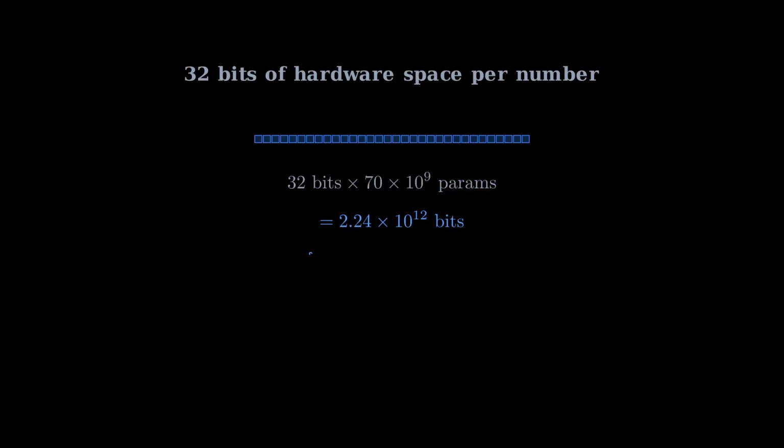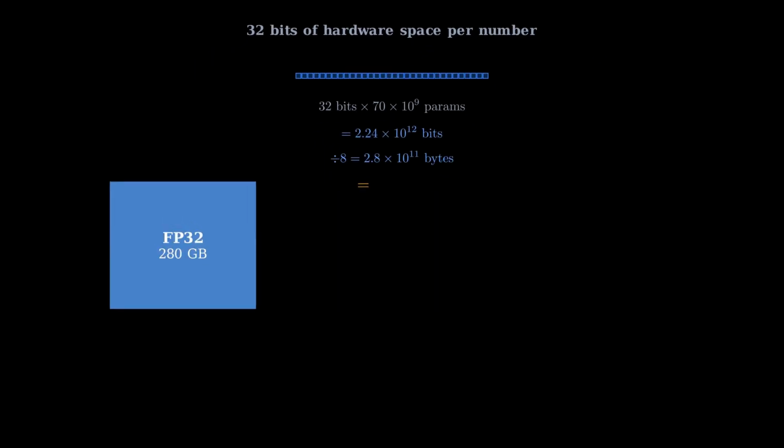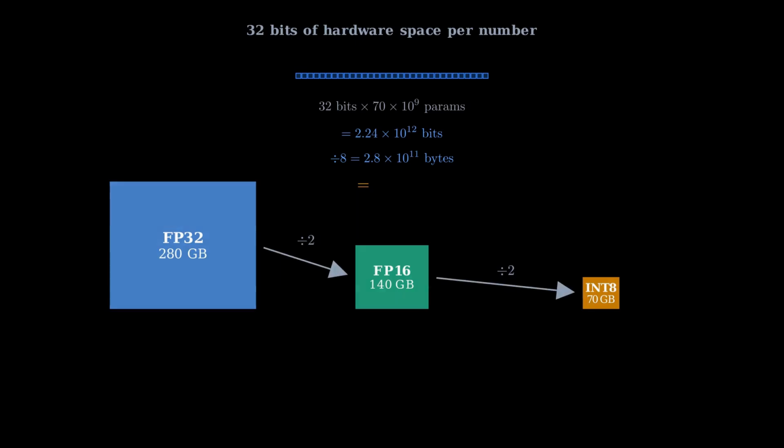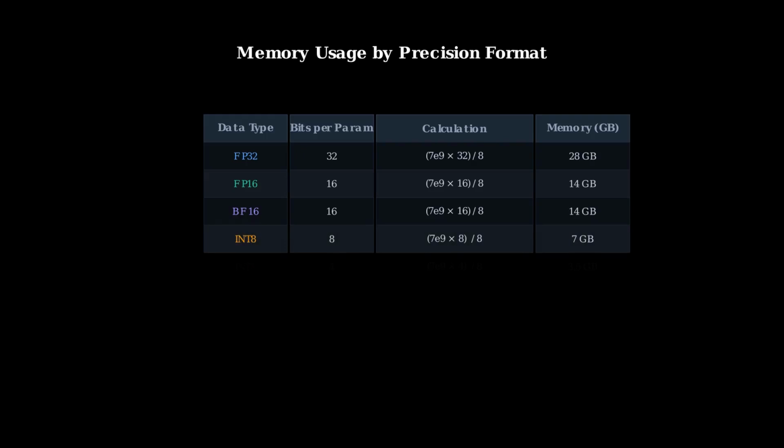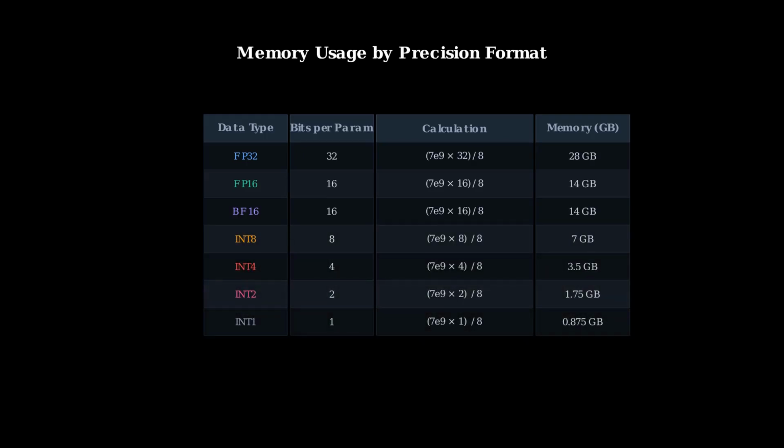Now let's do the math. 32 bits times 70 billion parameters divided by 8 equals 280 gigabytes. That's a huge amount of space. But if we drop down to 16-bit half precision or 8-bit integers, the memory size drops down.